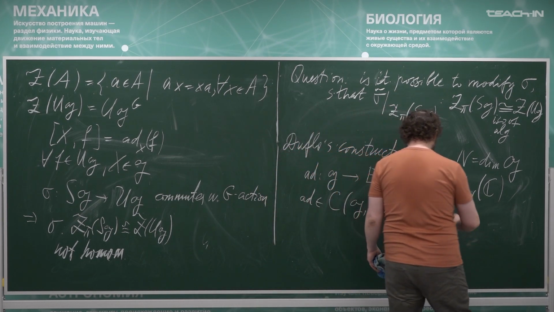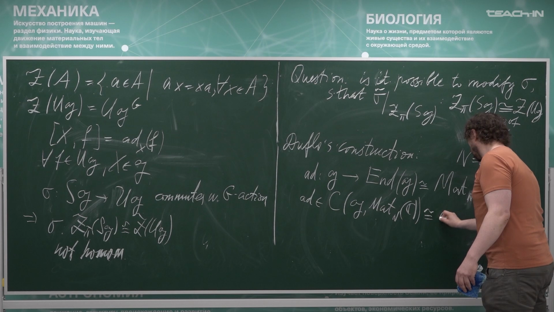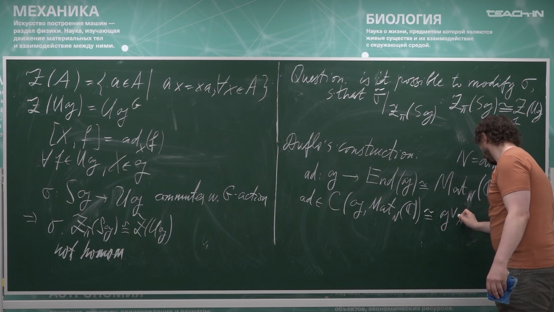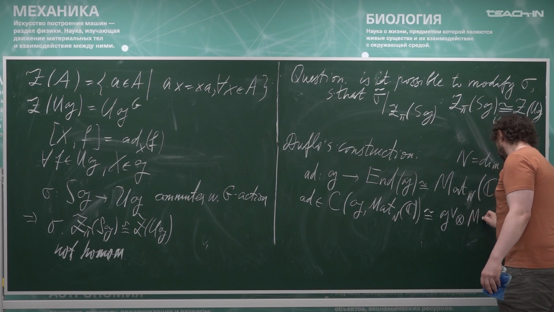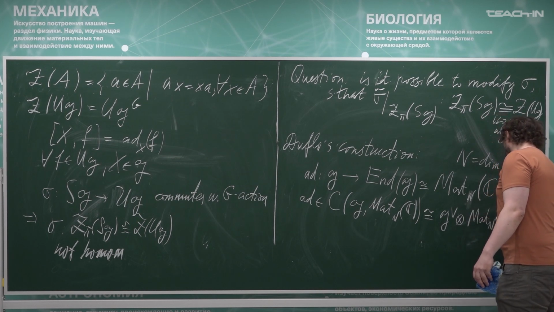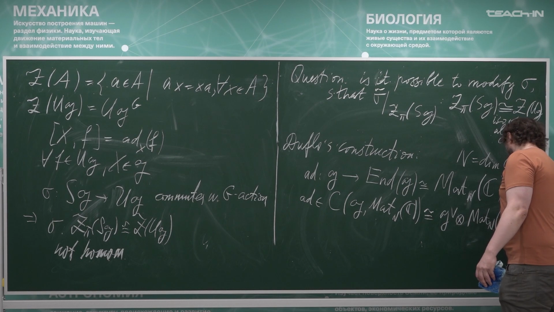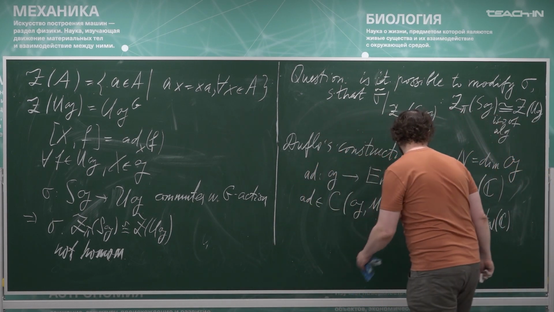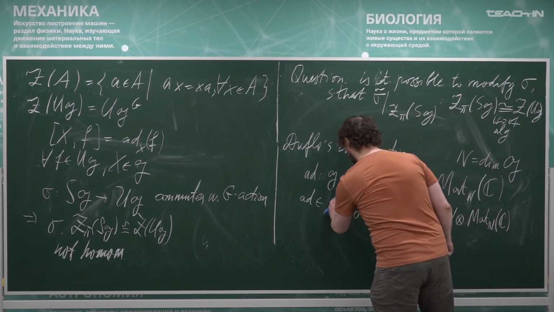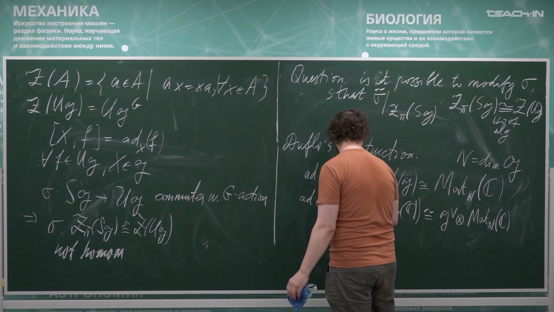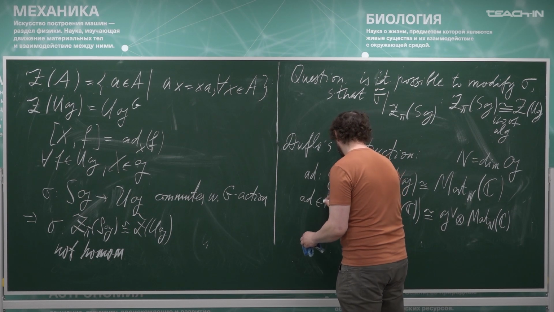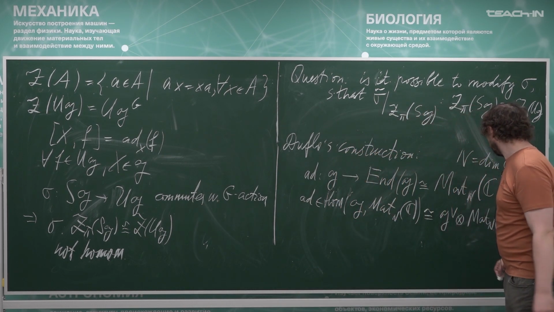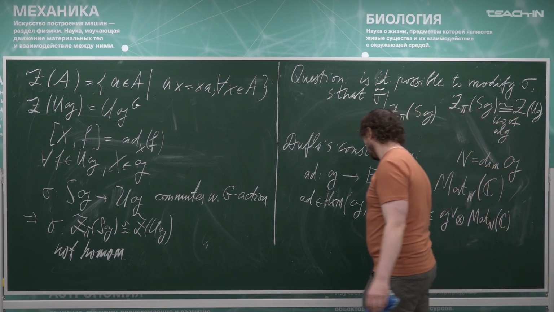This space can be identified easily with G hat tensor with matrices. Probably better to put linear here, Hom, yeah. G check.